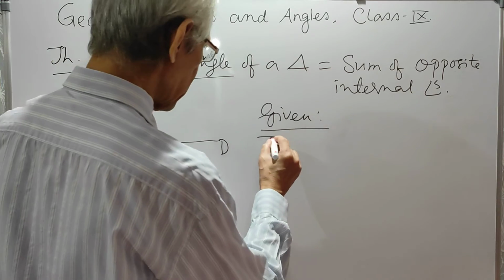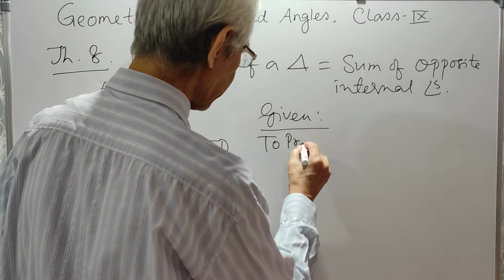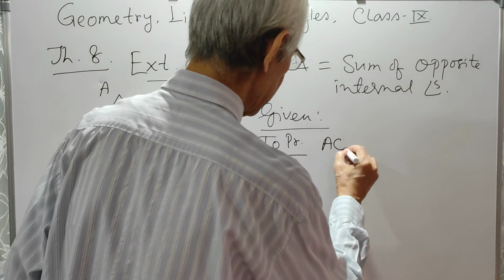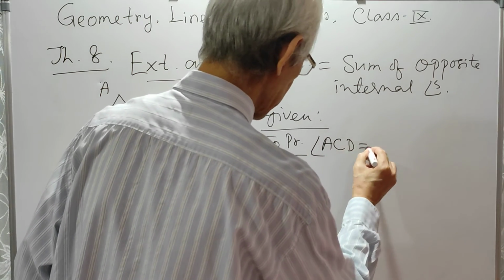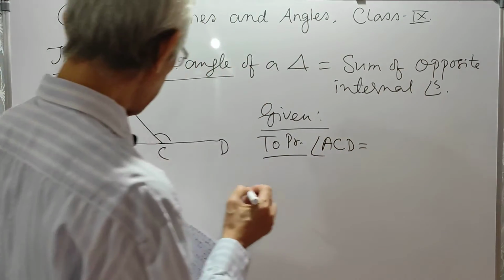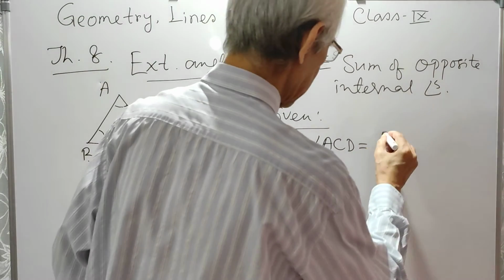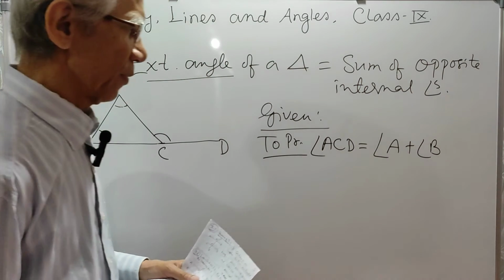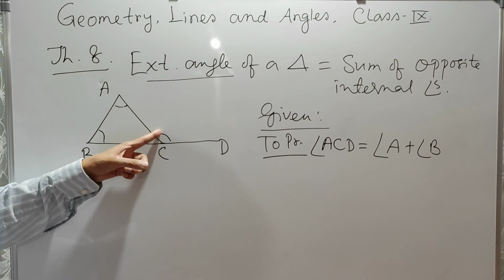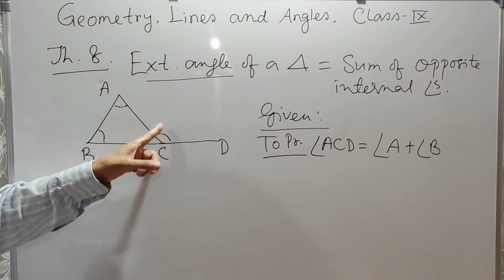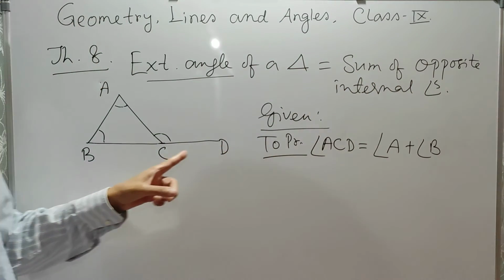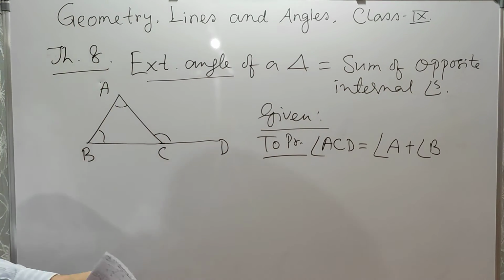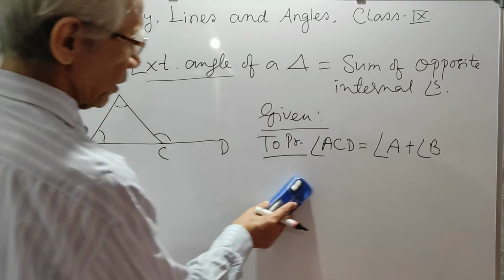And to prove: this angle ACD is equal to the sum of these two, angle A plus angle B. All right, so this is the external angle. To prove this external angle is equal to the sum of the opposite internal angles. This equals this plus this opposite internal angle. Yes, the proof is very simple.